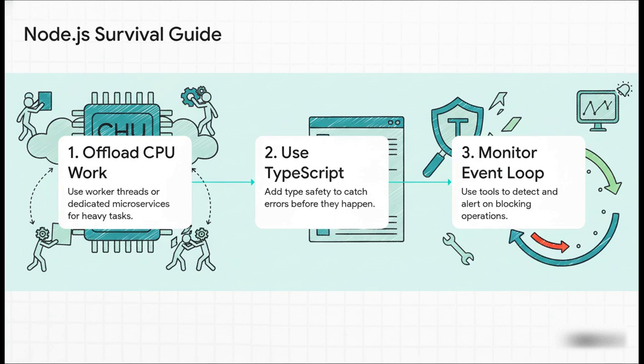Okay, here's your playbook, your survival guide. First, and this is the big one, offload that CPU-heavy work. Don't do it on your main thread. Use something called worker threads, or even better, a totally separate microservice to handle the number crunching. This keeps your main waiter free to serve customers. Second, please use TypeScript. It adds type safety that catches a ton of bugs before they ever make it to production. And third, you have to monitor your event loop. Use tools that can tell you if it's getting blocked, so you can fix it before your users even notice.